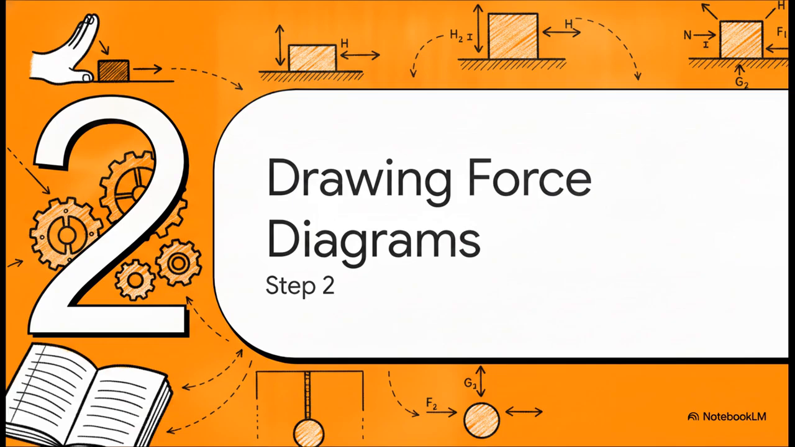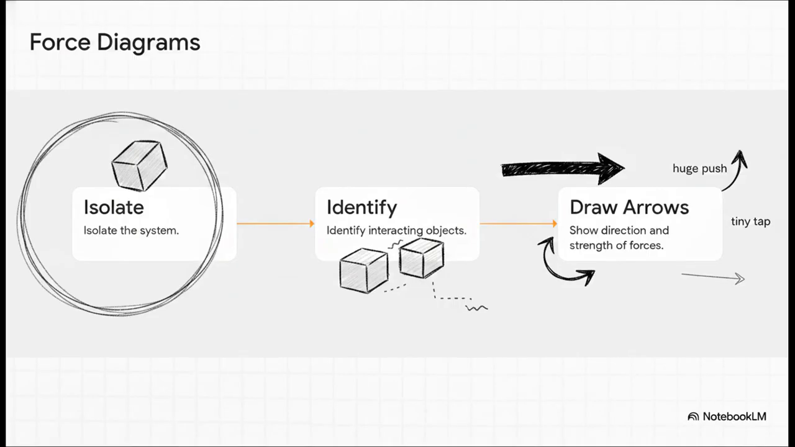Moving right along to part 2, drawing force diagrams. Turning these concepts into visual models is surprisingly simple. We just follow 3 quick steps. First, isolate the system. Second, identify what's interacting. And third, draw arrows. Honestly, the arrows are the secret sauce here. The direction the arrow points shows the direction of the push or pull, and the size, like the actual length of the arrow, shows the strength of that force. A massive push gets a super long arrow, and a tiny little tap gets a short one.